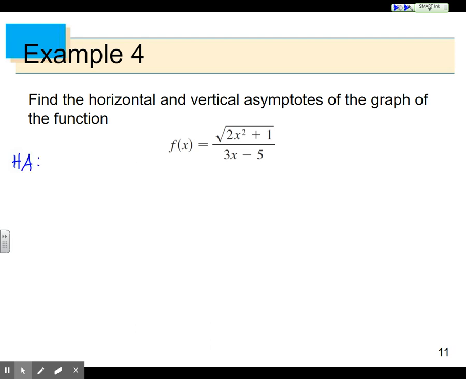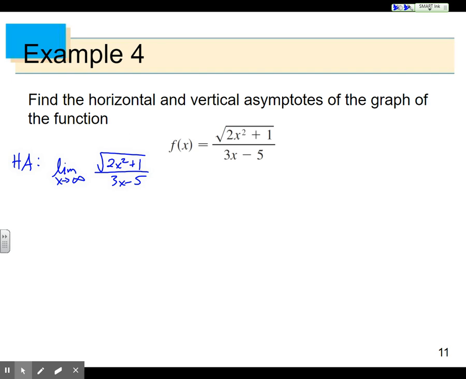We'll call it my odds. And so in order to do this, I'm going to take the limit as x approaches infinity. That's going to be my new way of finding horizontal asymptotes. So that whole little trick I showed you last year in pre-calc, it's done. I want to use the limits to find it this year. So I'm taking the limit, let's see, of the square root of 2x squared plus 1 over 3x minus 5.